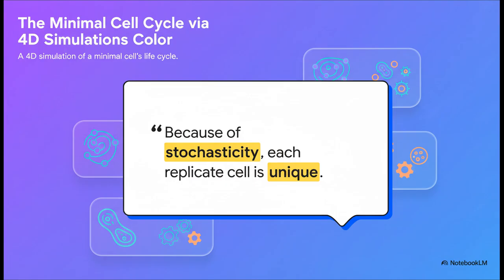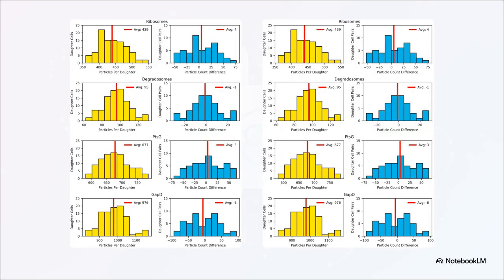But here's where things get really, really interesting. Even though every single simulated cell started with the exact same genetic code, the outcomes were all slightly different. This is because of a fundamental principle in biology called stochasticity, which is just a fancy word for randomness. These graphs show that randomness in action. See, when the cell divides, it doesn't split its internal parts perfectly 50-50. Some molecules, like these ribosomes, are distributed kind of randomly. This means the two daughter cells, even though they're genetically identical, are not perfect copies. They each start life with a slightly different set of resources, which makes each one a unique individual. Life, as it turns out, is not a perfectly predictable machine.